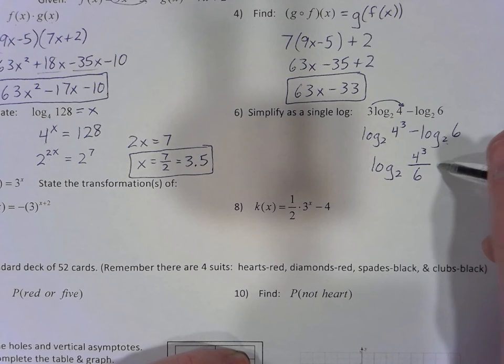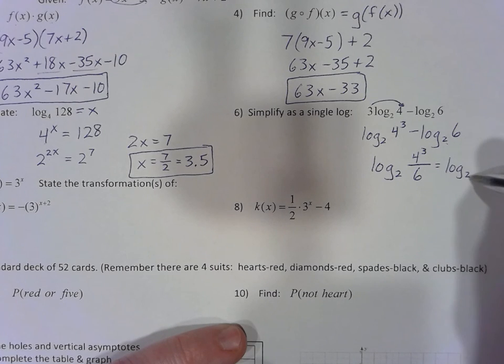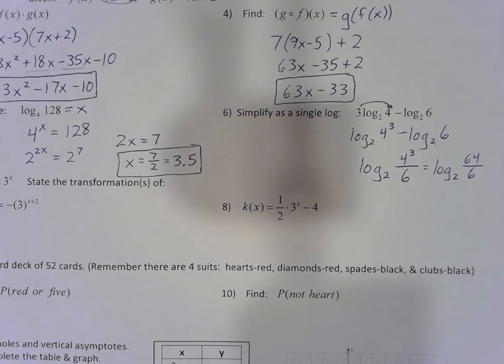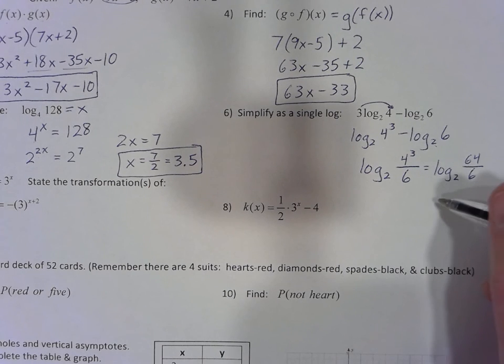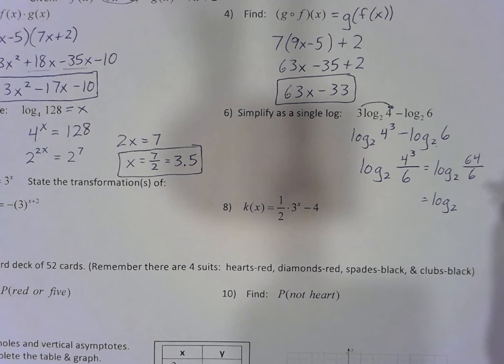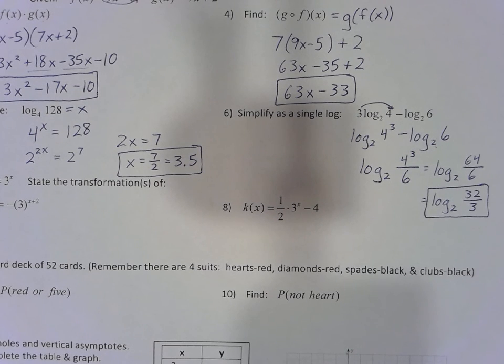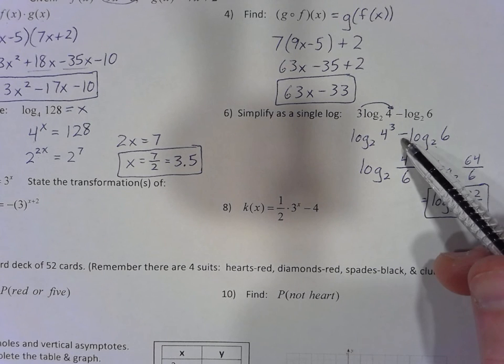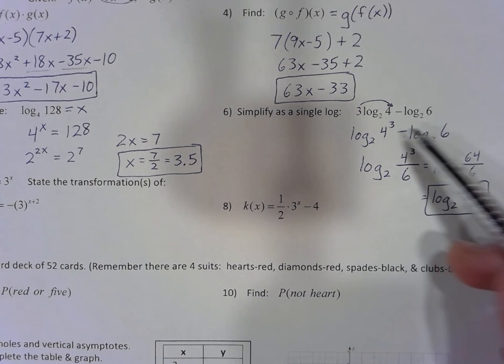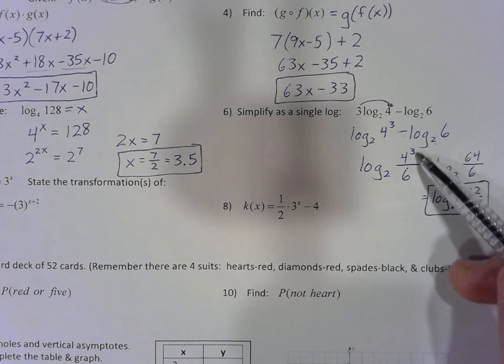So if we rewrite that, log with base 2 of 64, 4 to the 3rd power is 64, over 6. And we could reduce that fraction. Both of those can be divided by 2, so 32 over 3 is the simplified single logarithm. Now if this had been addition instead of subtraction, we would have multiplied 4 to the 3rd times 6 to find what goes inside the logarithm.